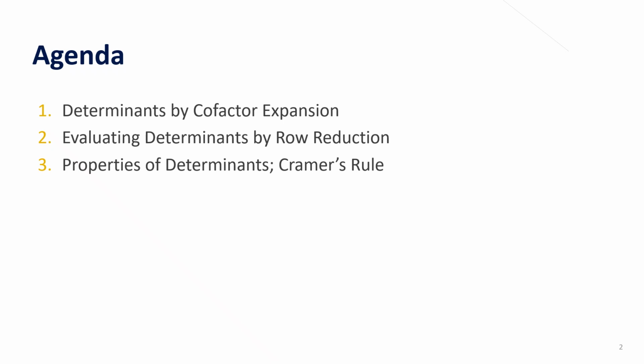Okay, here we will talk about three topics. First is how to calculate determinants, basically by using cofactor expansions, and then by using another approach such as the row reduction approach, and then finally we can use the properties of determinants of a linear system to find a solution for a linear system, which is called Cramer's rule.